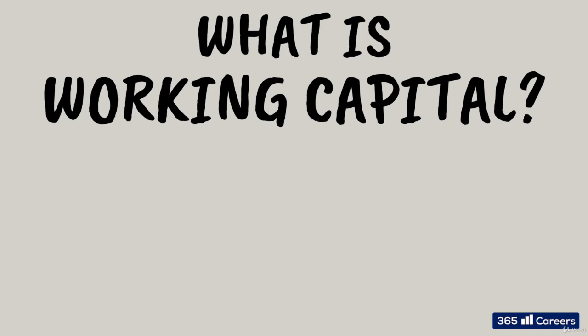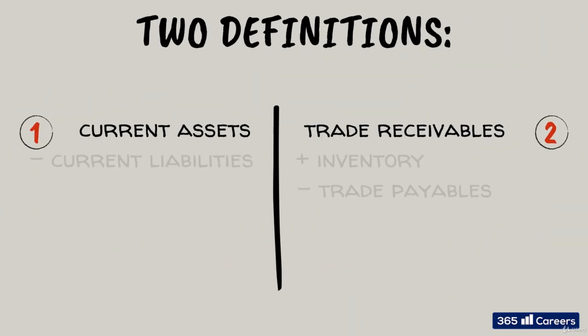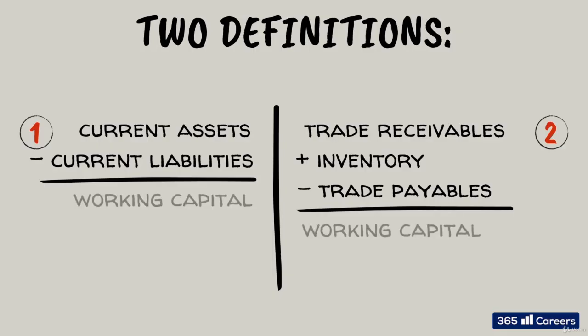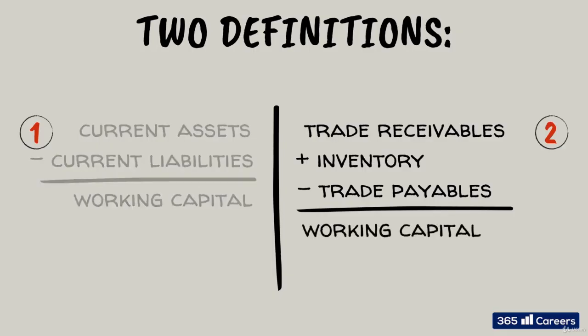First, what is working capital? Technically, it is given by a company's current assets minus its current liabilities. The less formal and more intuitive definition we'll intend in this course is that working capital is given by trade receivables plus inventory plus operating cash minus trade payables.